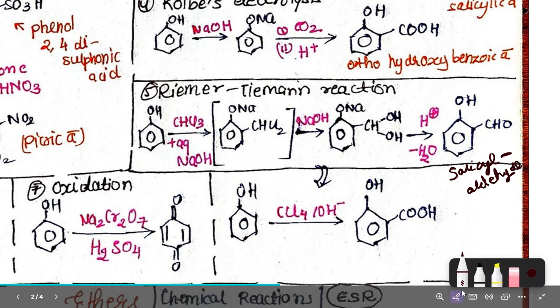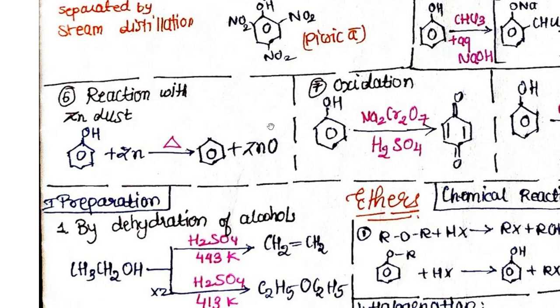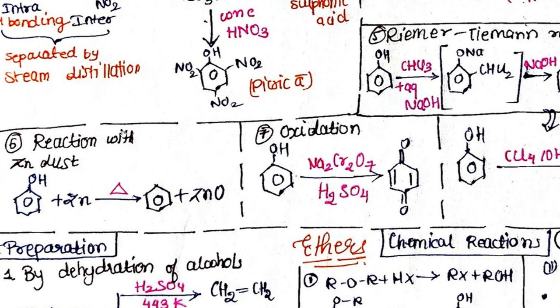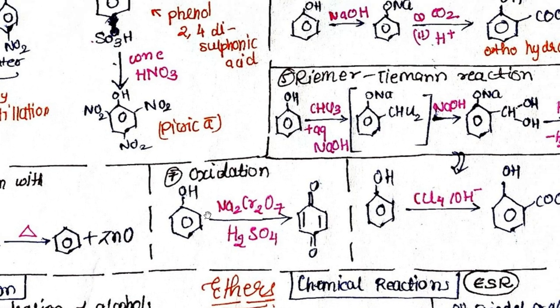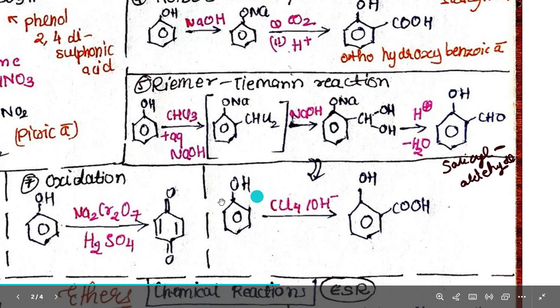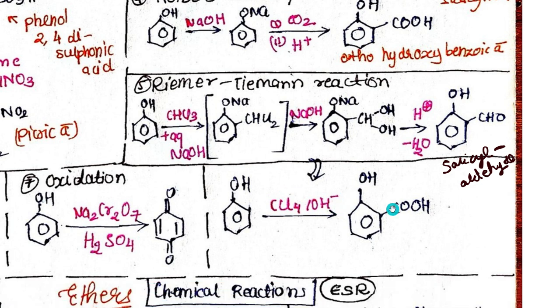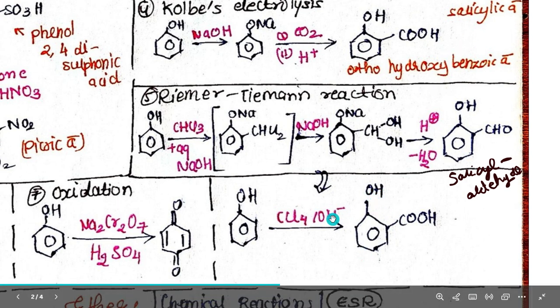So what does the Reimer-Tiemann reaction give us? It gives us salicylaldehyde. Then we have reaction with zinc dust. Phenol plus zinc, in presence of heat, gives us benzene plus ZnO. Oxidation: phenol in presence of Na2Cr2O7 and H2SO4 gives benzoquinone, as we saw. Then in presence of CCl4 and OH minus, it will again give us salicylic acid. As simple as that.